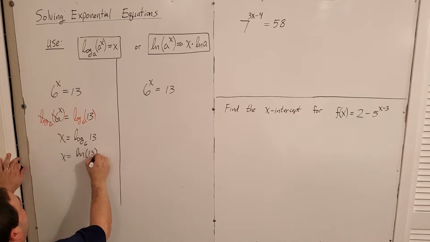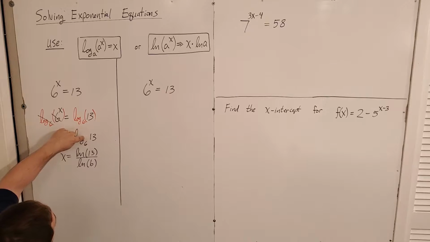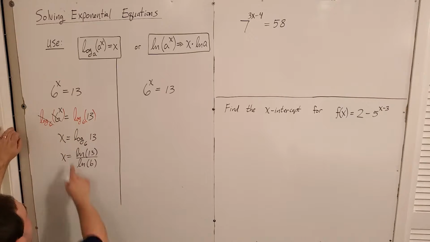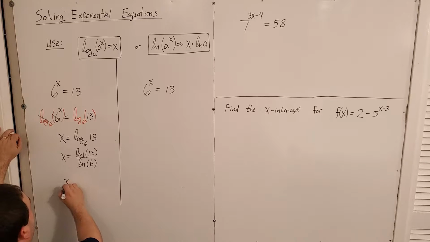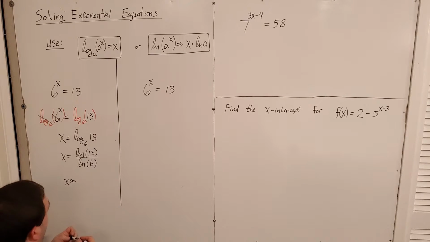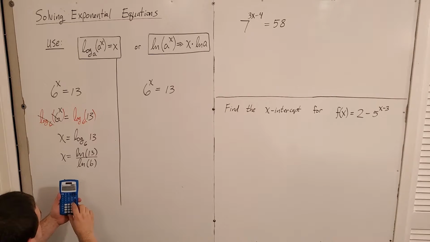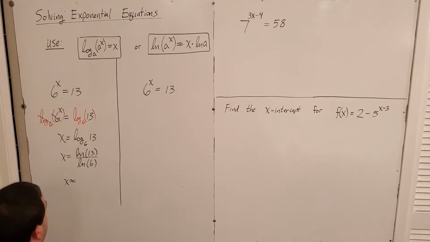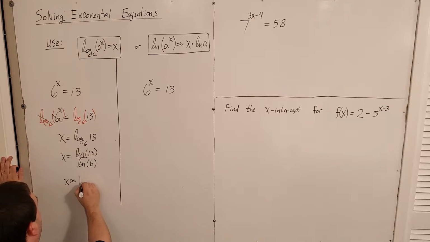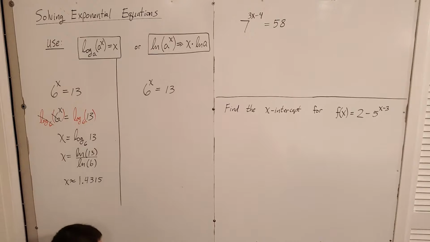ln of 13 divided by ln of 6, right? Because it would just be the argument over the base would be equal to x. Okay. Now those are two logarithms that I can punch up in my calculator. So that would be ln 13 divided by ln 6. And I get 1.4315.